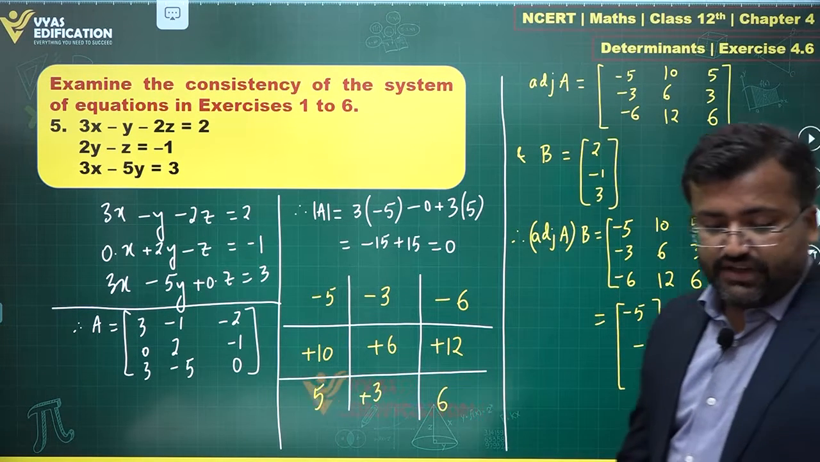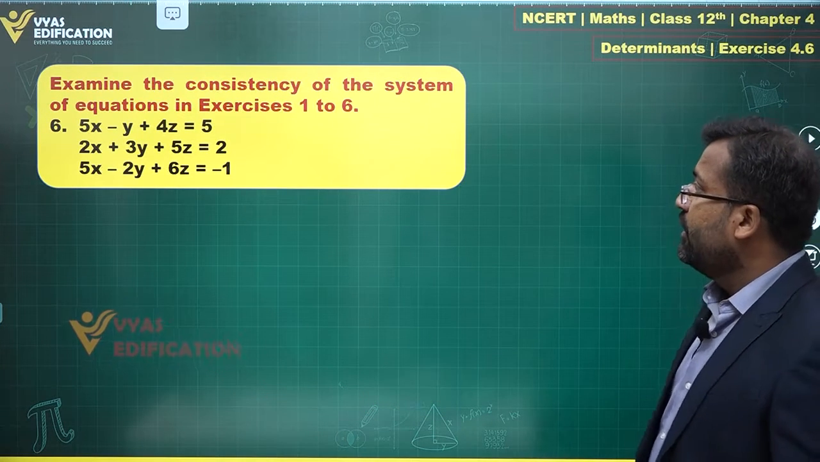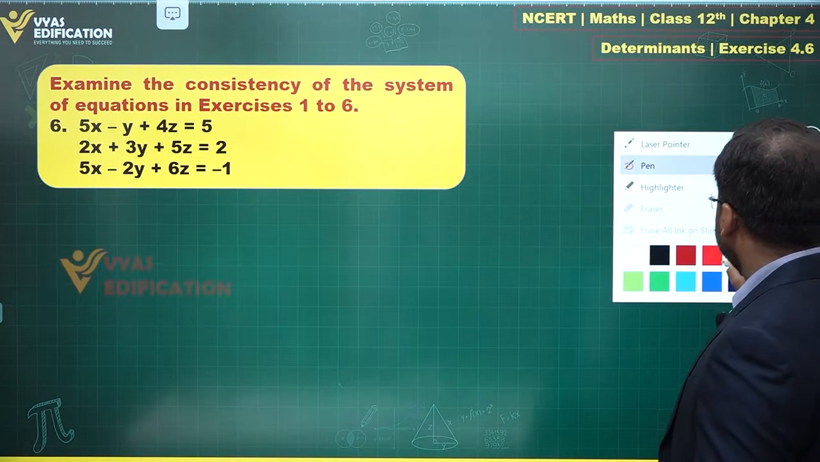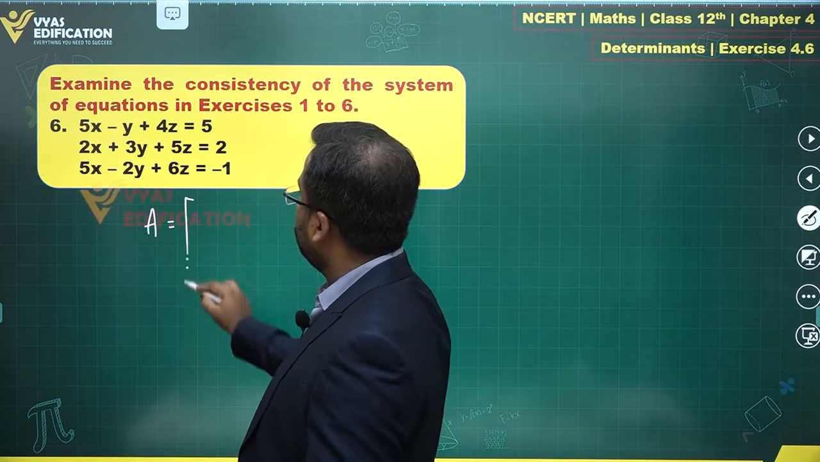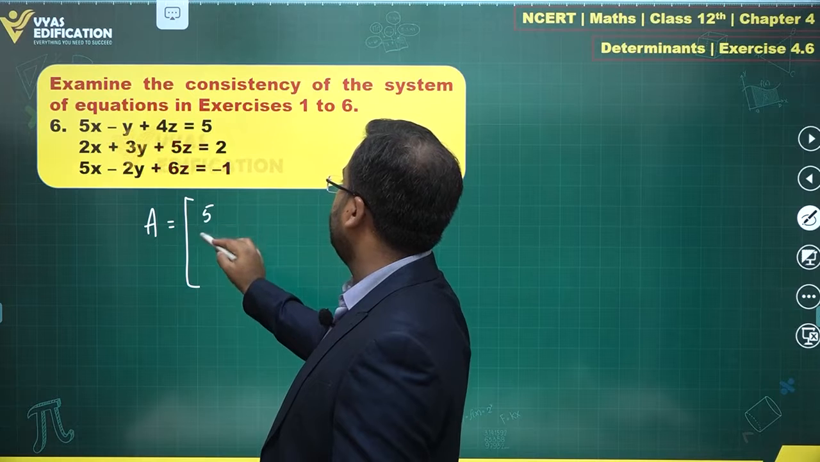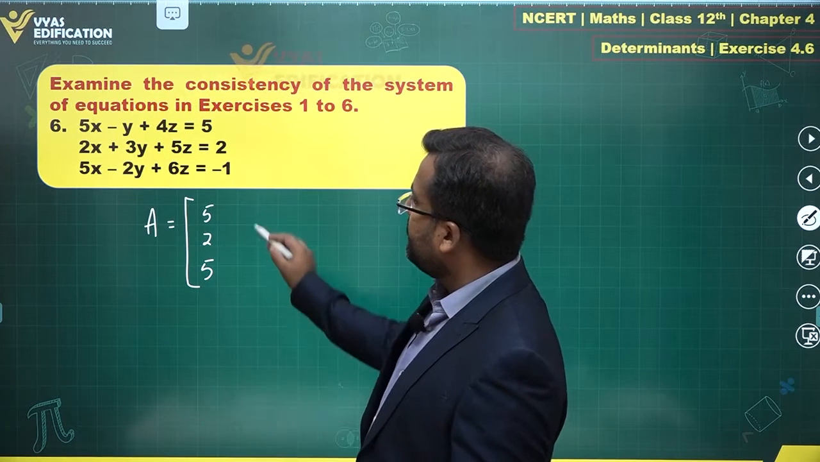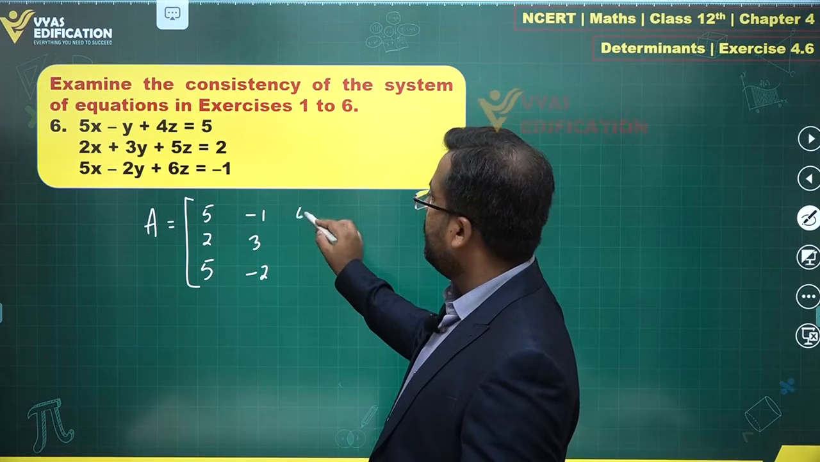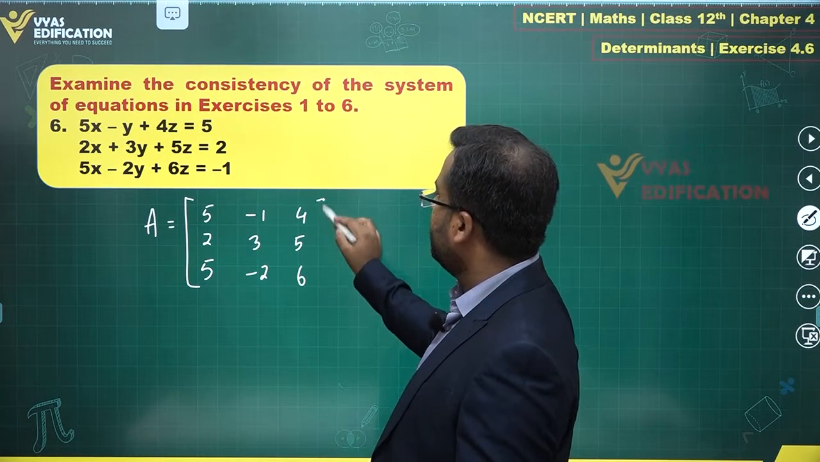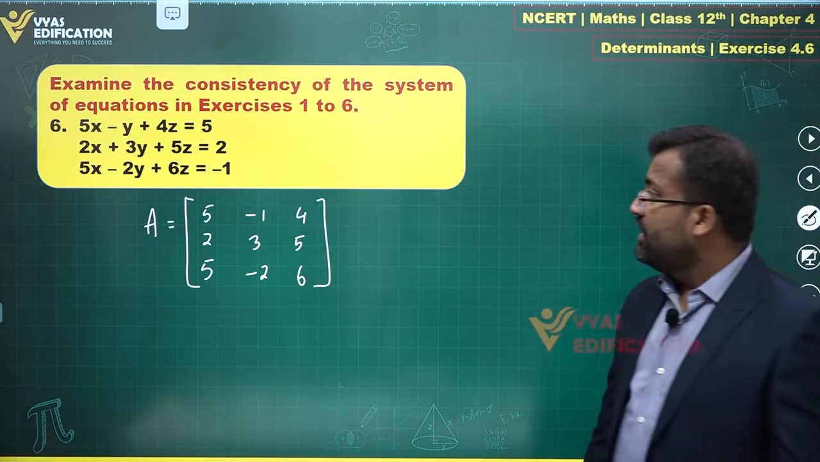Moving on to the next one after this. Examine the consistency, right? Okay, let's write the coefficients and create the coefficient matrix. A is equal to coefficients of x: 5, 2, 5. Second column will be coefficients of y: -1, 3 and -2. Third one will be coefficients of z: 4, 5, 6. This is what you'll have. Is that okay? Yes, it's okay.